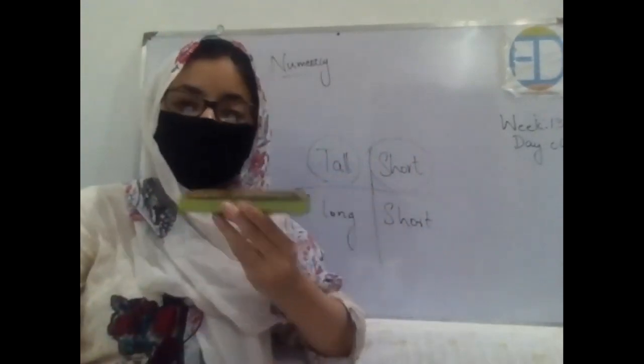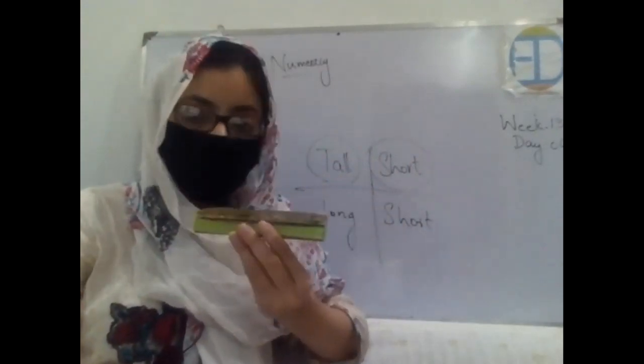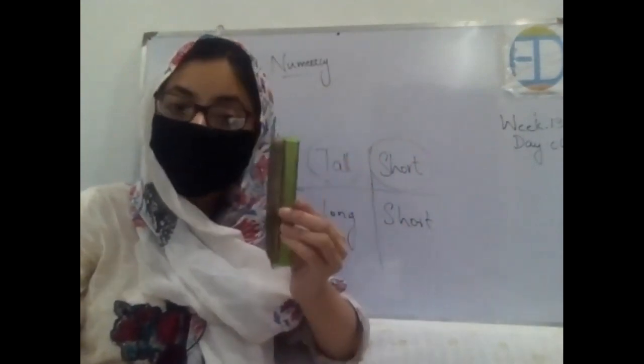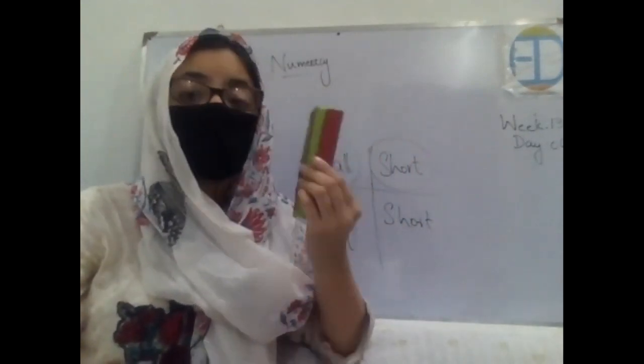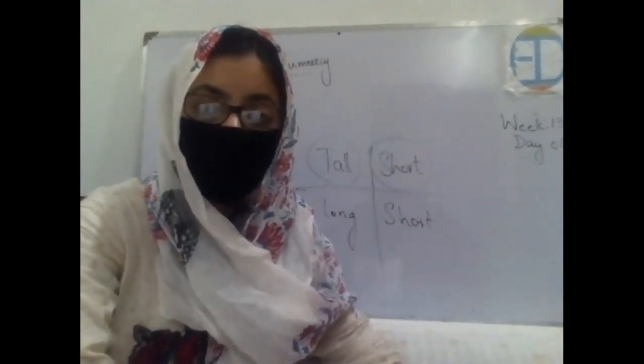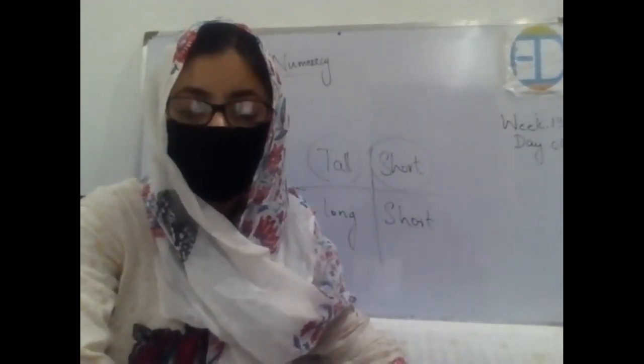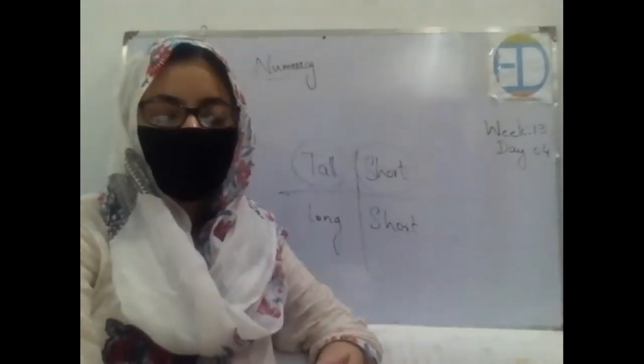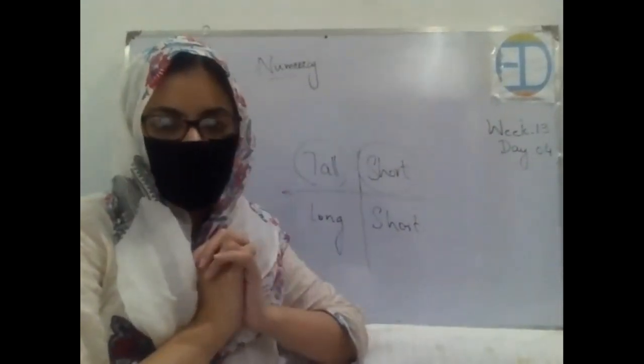When something is like this, you will measure it as long and short. When something is like this, you will be measuring it as tall and short. Got it? Is there any confusion? No? Should we move forward? Okay, great. So what was the next topic that we discussed?